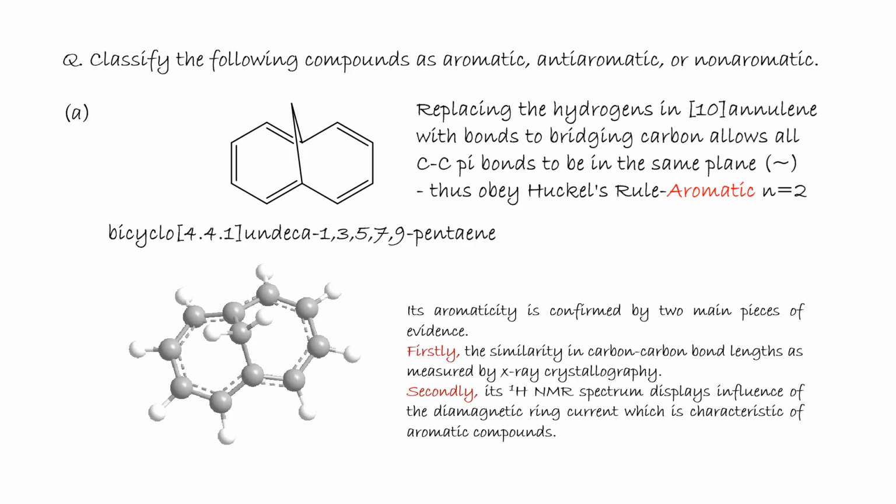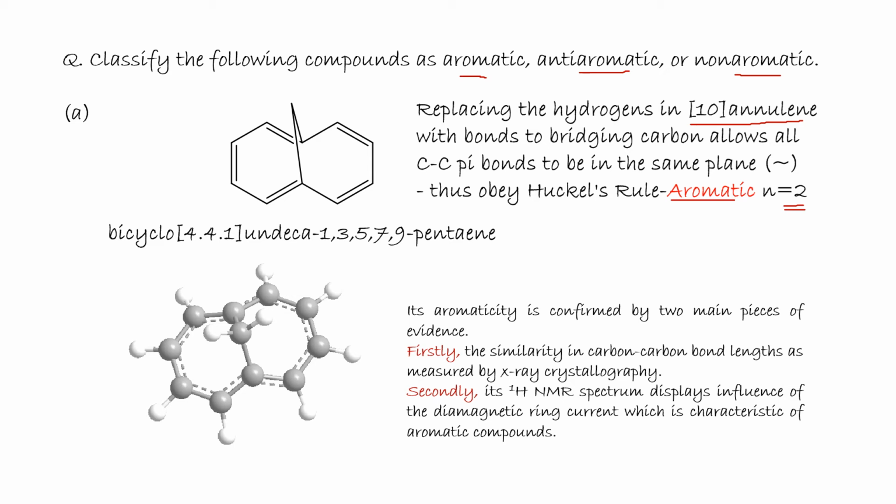Classify the following compounds as aromatic, anti-aromatic, or non-aromatic. For the bicyclo[4.4.1]undeca-1,3,5,7,9-pentaene, replacing the hydrogens in 10-annulene with a bond to a bridge carbon allows all the carbons to be approximately on the same plane. Thus it obeys Hückel's rule, aromatic, n equals 2.